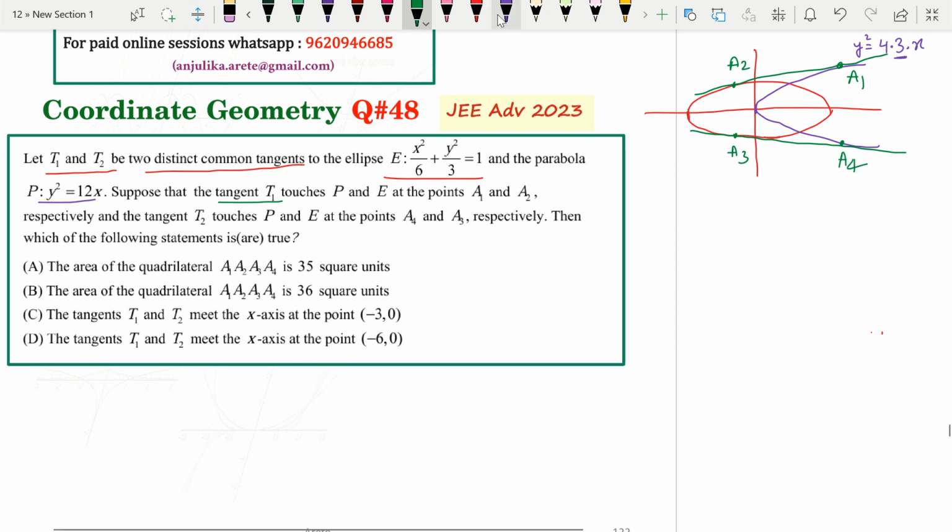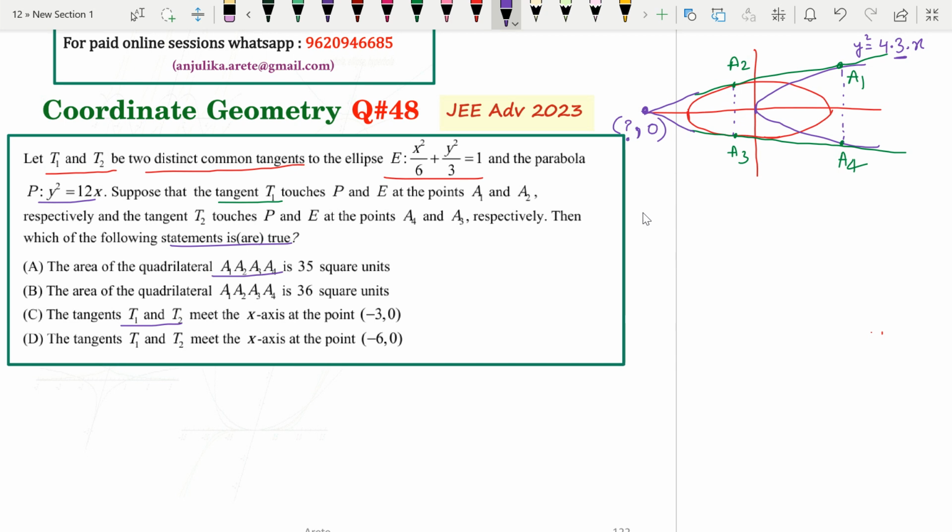Now let's see what they are asking. Which of the following statements are true? The area of the quadrilateral. You see that we have a quadrilateral right here, A1, A2, A3, A4. They're asking what is the area of that. And the tangents T1 and T2 meet the x-axis. We already know because of symmetry they have to meet on the x-axis here. But I don't know what the x coordinate of it is. The y coordinate is 0. What's the x coordinate we need to figure out?